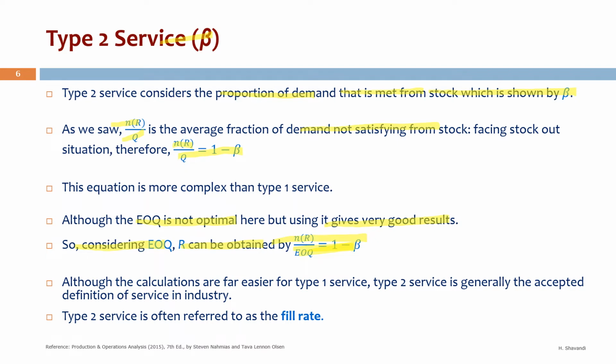So as you see here, the calculation of type 1 service level is much easier than type 2, right? But since the type 2 service level considers the amount of shortage, it's more accepted in this industry. So this service level is called fill rate, the fill rate of demand from the stock. Okay.